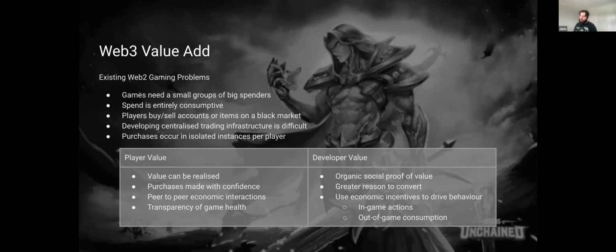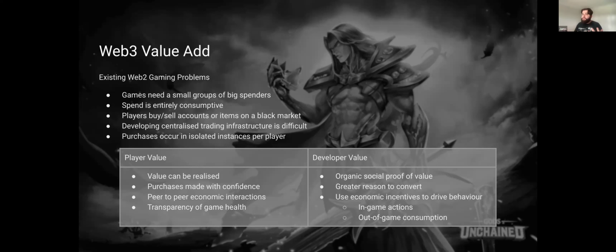Players automatically get value of having peer-to-peer economic interactions. This is something that you can integrate into the game experience as a core game mechanic, but also just something that inherently comes with the product. We've got Immutable, a game called Gods Unchained. I think this is one of the perfect examples of how economic interactions can drive value for the game experience.